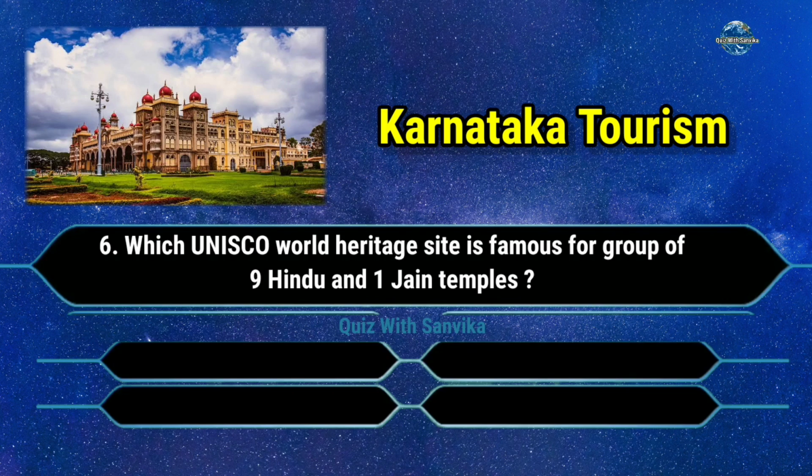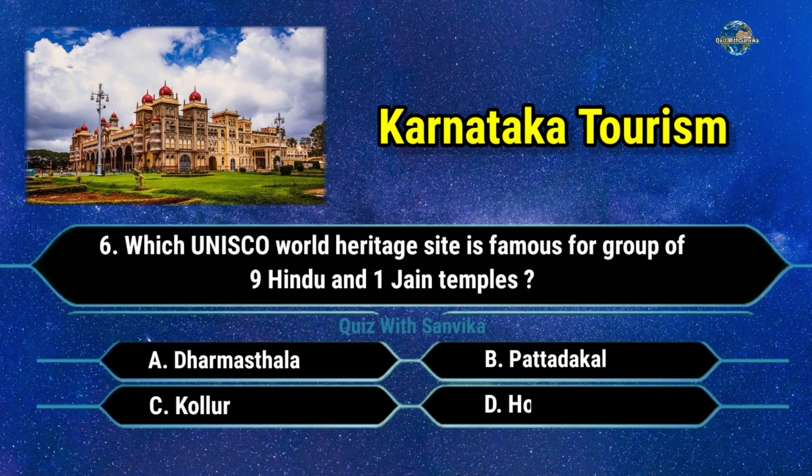Which UNESCO World Heritage Site is famous for a group of 9 Hindu and 1 Jain temples? Options are A. Dharmasthala, B. Pattadakal, C. Kolur and D. Horanadu. Answer is B. Pattadakal.